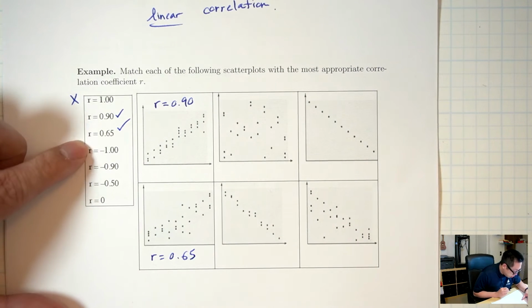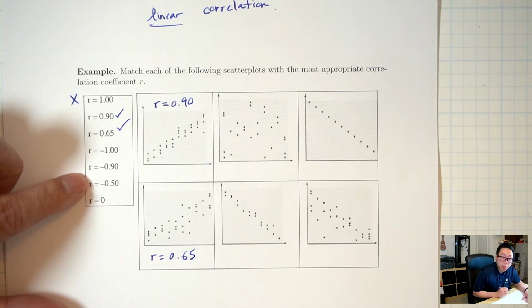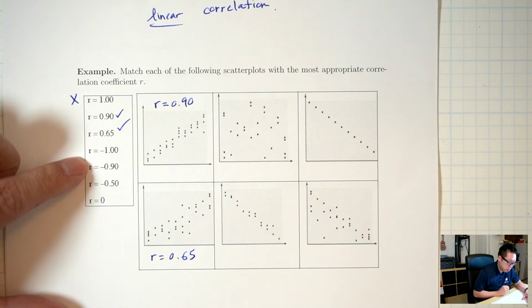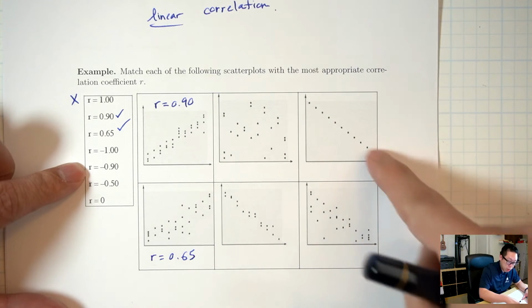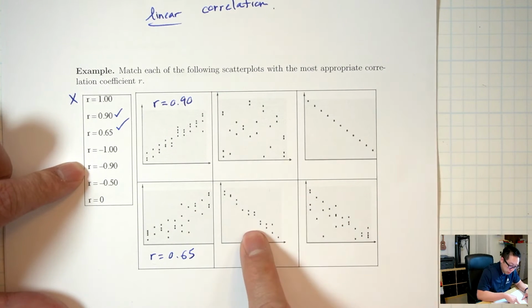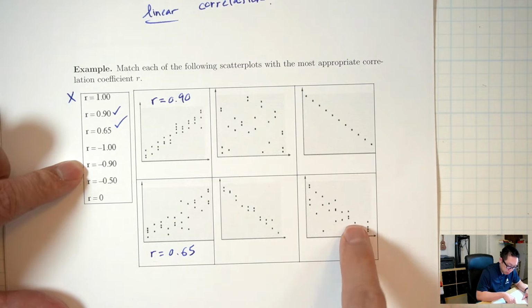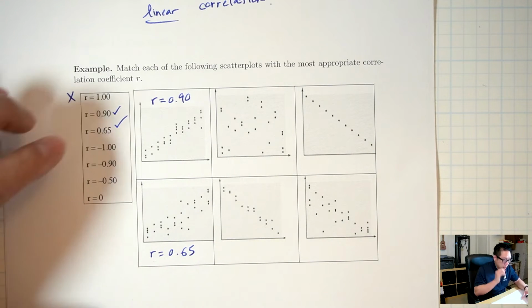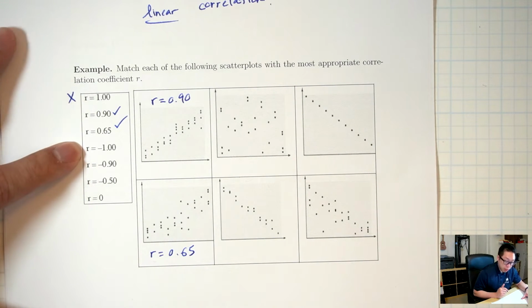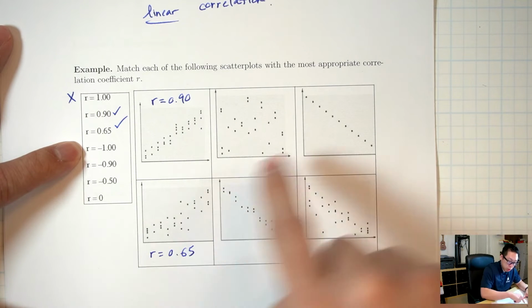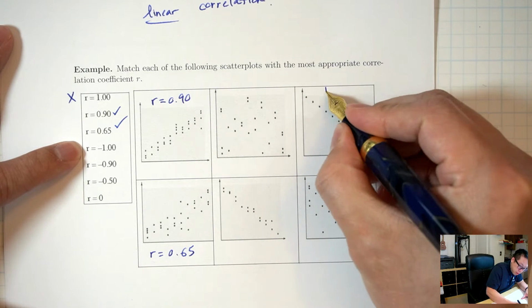The next 3 here, negative 1, negative 0.9, negative 0.50. So these are all negative, so these should go with pictures that are negative correlation, in other words, pictures that go downward. So this picture, this picture, this picture, okay, these 3 pictures. Negative 1 means it's a perfect line, which means it should go with this picture. So this is a negative 1.